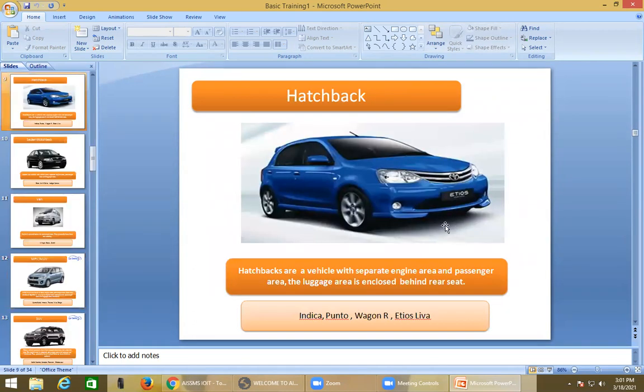The picture is showing the hatchback vehicle, it is a car. Hatchbacks are vehicles with a separate engine area and passenger area. The luggage area is enclosed behind the rear seat. Examples of such light motor vehicles are Indica, Punto, Wagon R, Ethos, Liva, etc. So these are all about the hatchback vehicle. Hatchback vehicles have a separate engine area and passenger area, and the luggage area is included behind the rear seat.